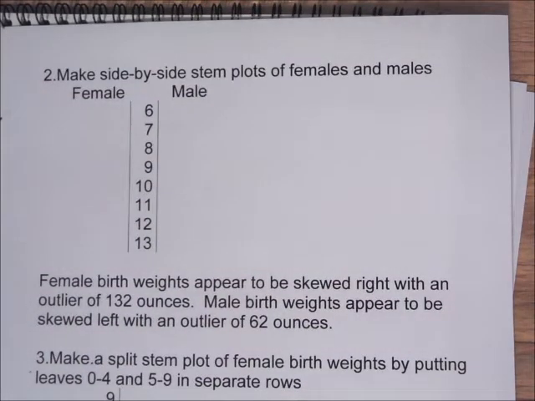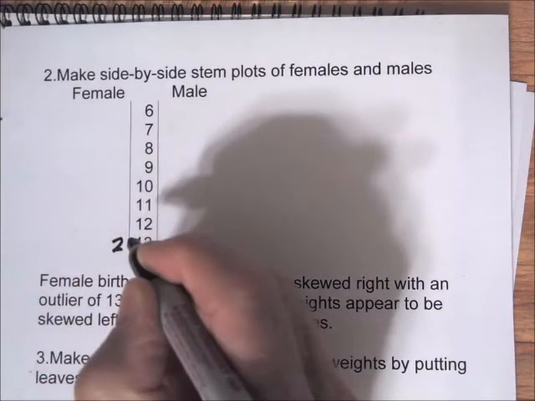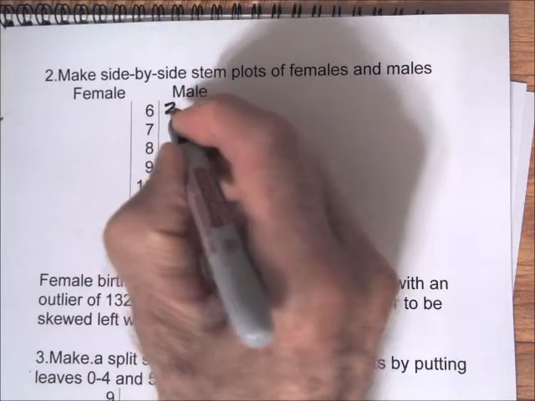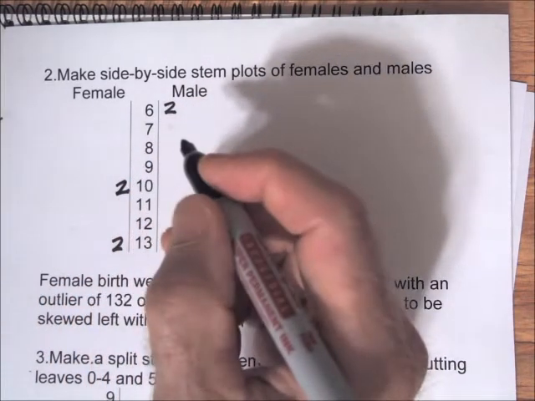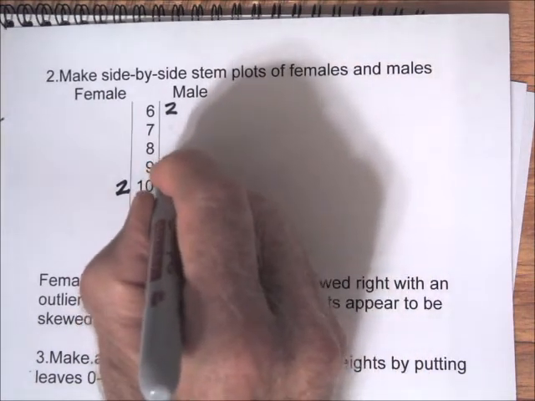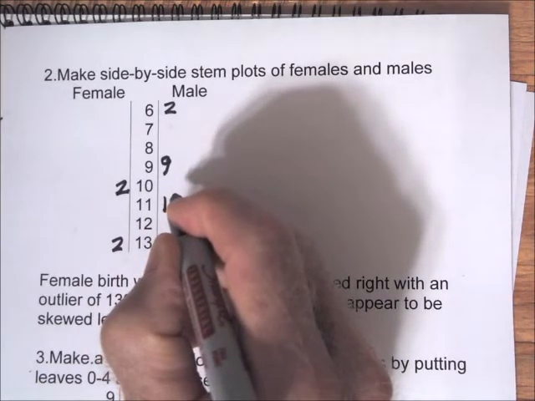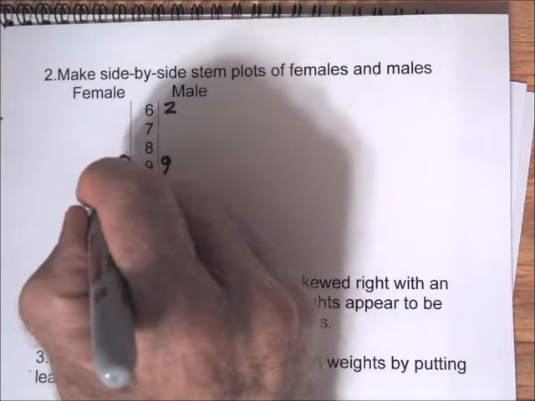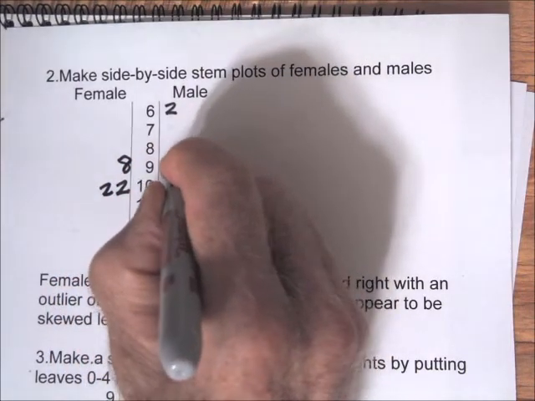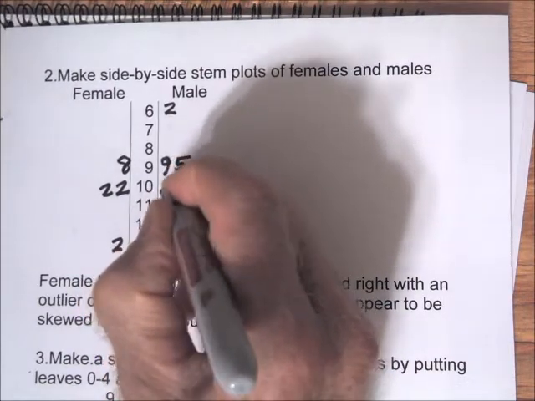We could also do separate stem-and-leaf plots for the males and females. So Iko, 132 ounces, is a female, so I put a 2 on the female side. Bjorn, 62 ounces, was a male, so put 2 on the male side. Christiana, 102, is a female. Deshaun, 99, is a male. Enrique, 111, is a male. Felicia, 98, is a female. Gabrielle, 102, a female. Hassan, 95, male. Isaac, 106, male. And Janita, 105, female.